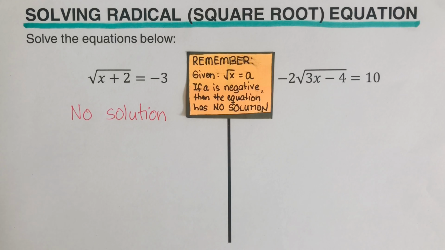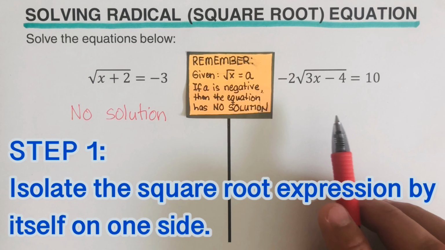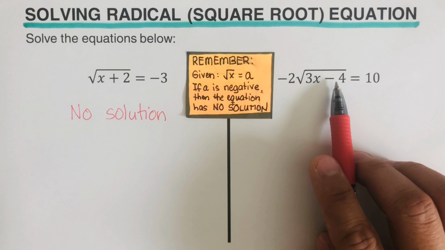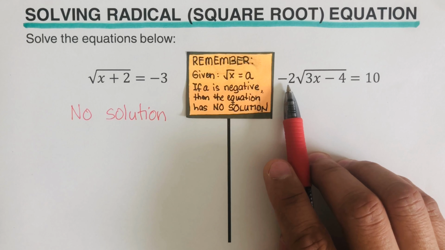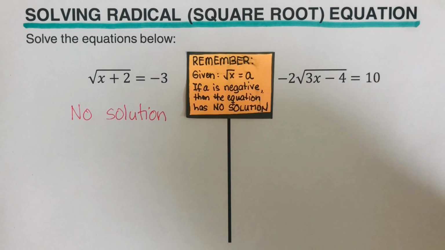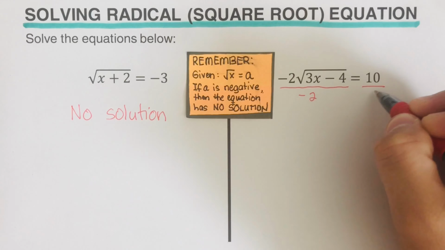Okay, so we go over the problem here. Again, our first step is to isolate the square root expression by itself on one side. As you can see here, the square root of 3x plus 4 is not isolated by itself because we have a negative 2 in front of it. So what we are going to do here is divide both sides by negative 2.